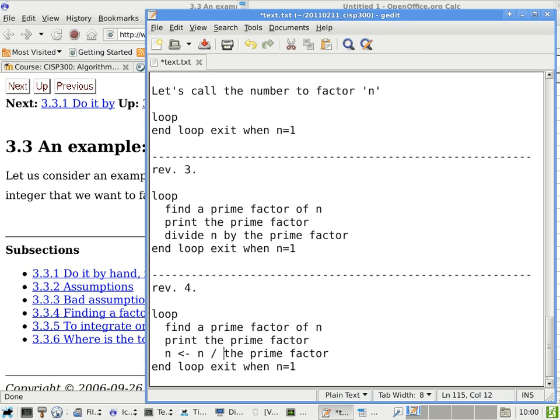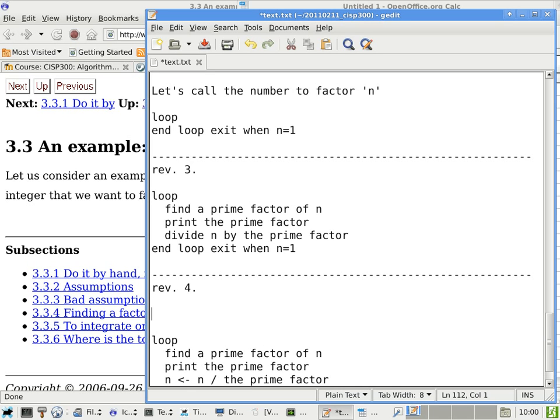Is that okay? But we are still referring to the prime factor as quote unquote the prime factor, which is a lot of typing and it is still kind of ambiguous. So what about we just introduce another variable? We say let f be the prime factor. Well, that makes it a little bit easier. Find the prime factor of n, call it f. We want to print the prime factor, which means we're just printing variable f. We want n to become n divided by the prime factor, which means n becomes n divided by f.